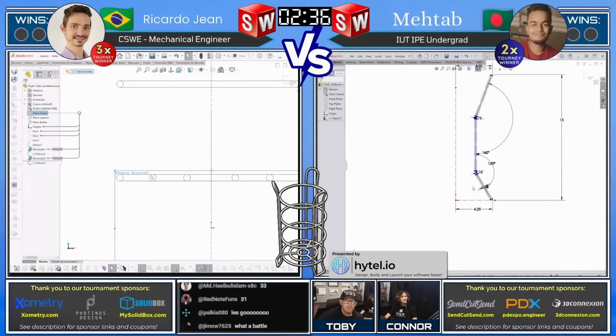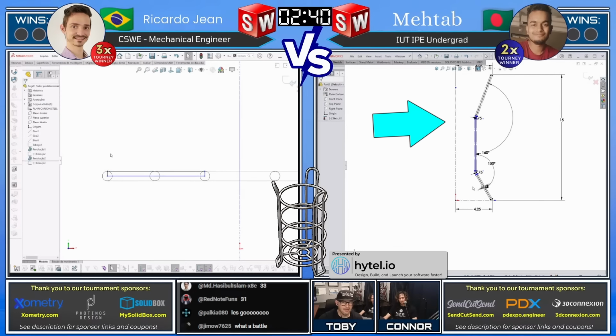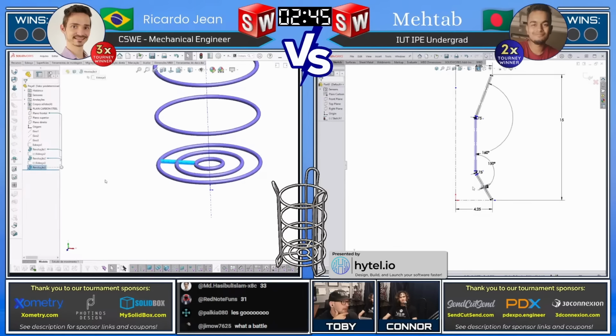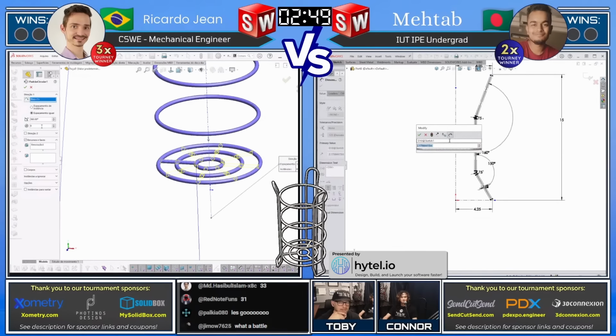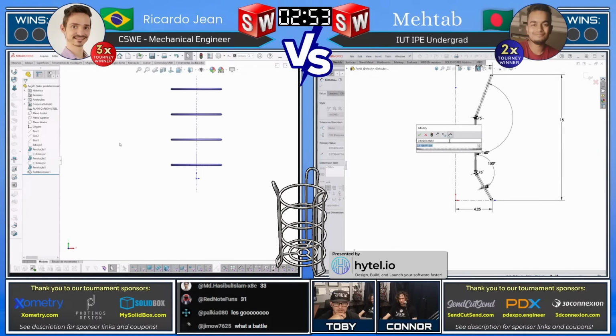Meanwhile, on the right, we see Mehtab going through, and Mehtab is attempting to model up the leg. Now, what I suspect is that Mehtab is maybe trying to figure out where that leg needs to be located. So you can see him going through, he's probably looking at the drawing, and he's probably trying to use that drawing to figure out where that leg needs to be located.